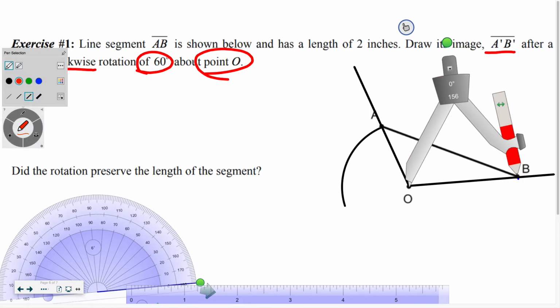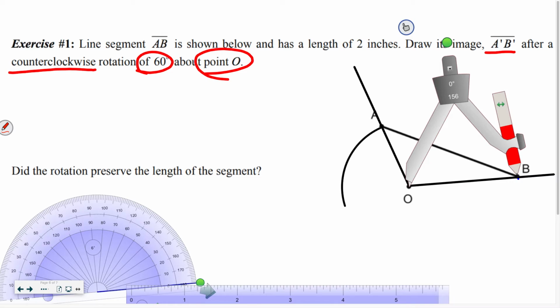So I'm going to change the color. A lot of black there. So counterclockwise of 60 degrees. How does that look like? Now notice I opened my compass bigger than OA. I'm making a new circle. I have a new radius and a new circle and a new point. I need to have a different circle.